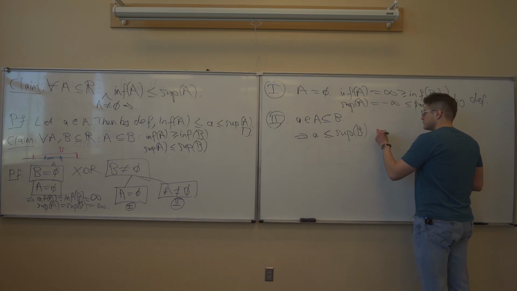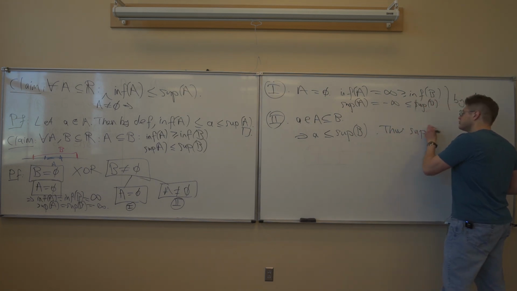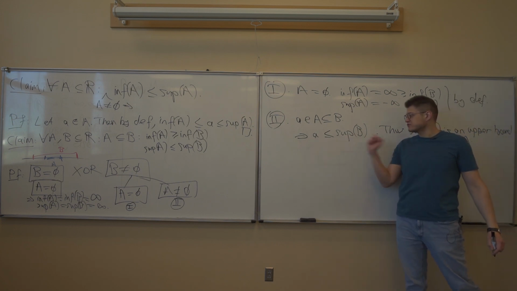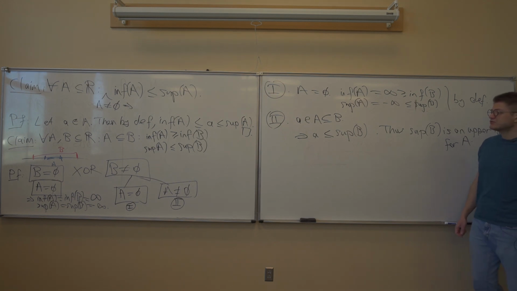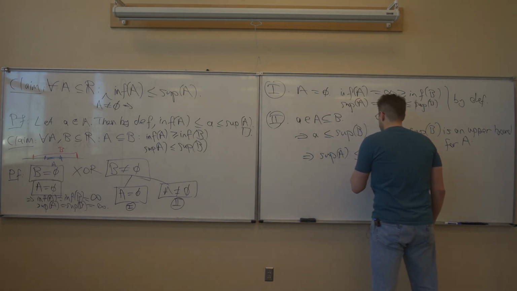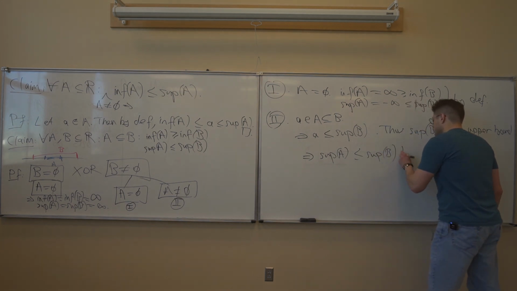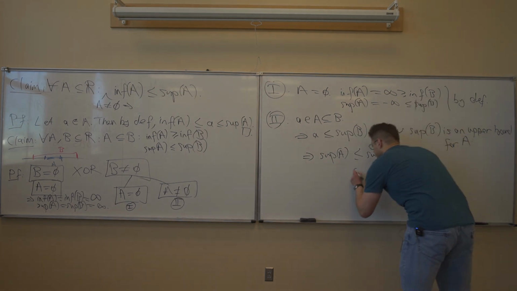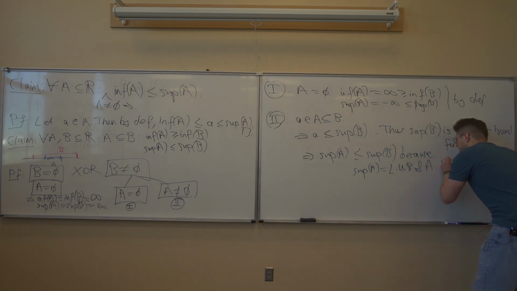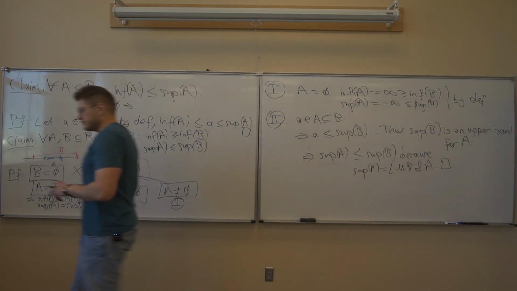So, thus, sup of B is an upper bound for A. Any element of A is bounded from above by sup of B. But then by definition, sup of A is supposed to be the best upper bound, which means that it cannot be greater. And that's the end of the proof.